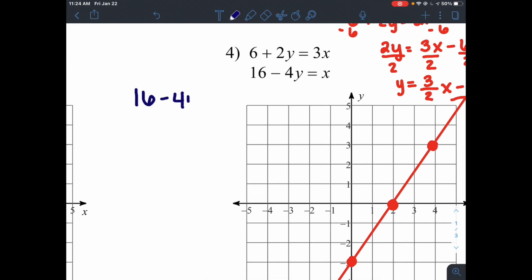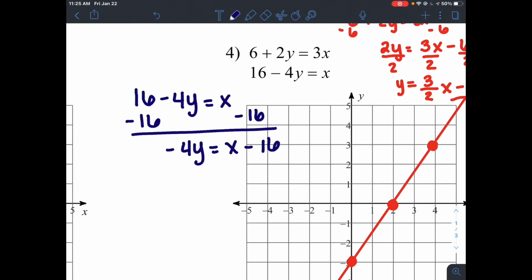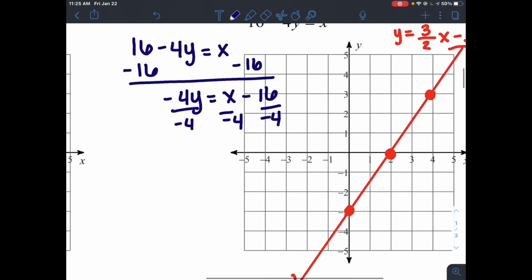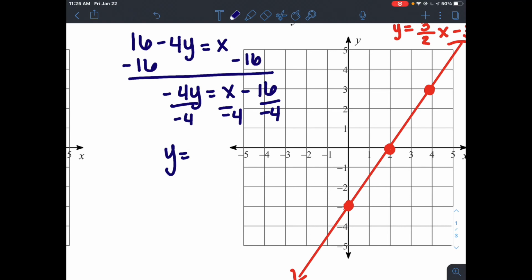And we'll solve the other one for y. So 16 minus 4y equals x. We will subtract 16 from both sides. Negative 4y equals x minus 16. Divide everything by negative 4. So y equals, I can put in a 1 right here so that I can create a fraction, and I'll have negative 1/4 x plus 4. Negative 16 divided by negative 4 is a positive 4. So we start at 4. My slope will be negative 1 over 4.